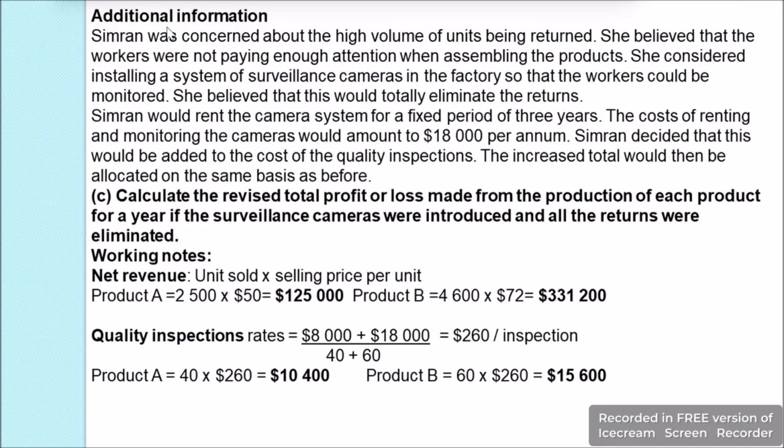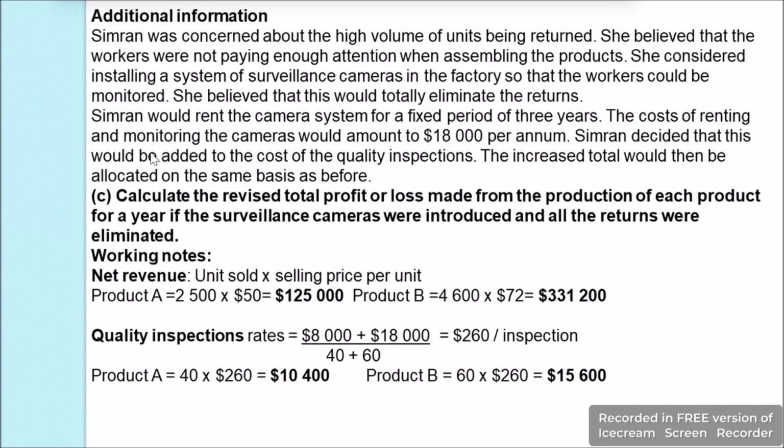$18,110. Furthermore, additional information is provided which states that Simran was concerned about the high volume of units being returned. She believed that the workers were not paying enough attention when assembling the products. She considered installing a system of surveillance cameras in the factory so that the workers would be monitored. She believed that this would totally eliminate the returns. Simran would rent the camera system for a fixed period of 3 years.